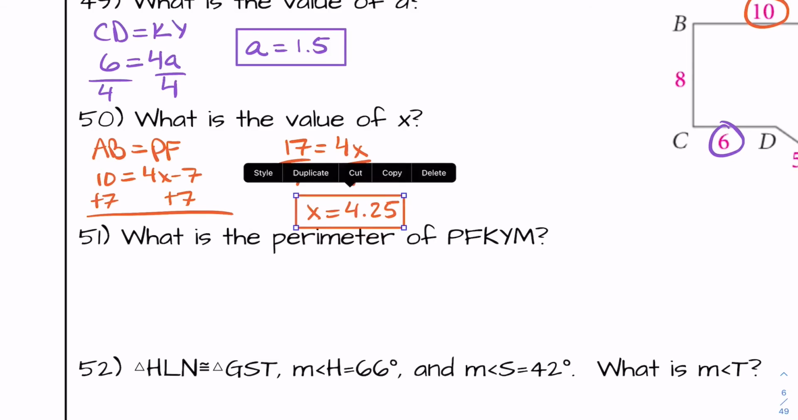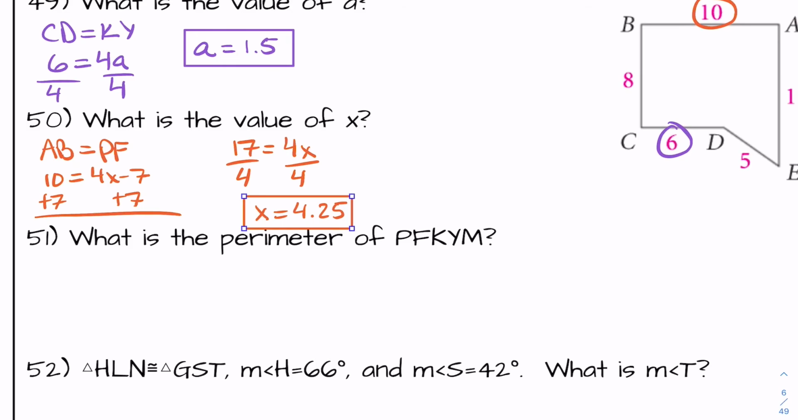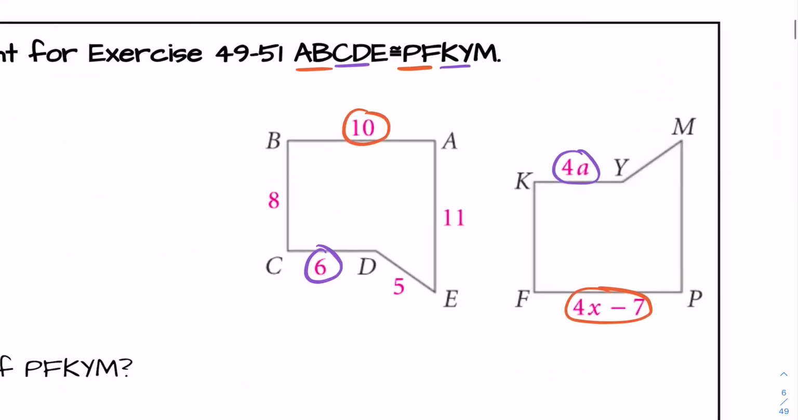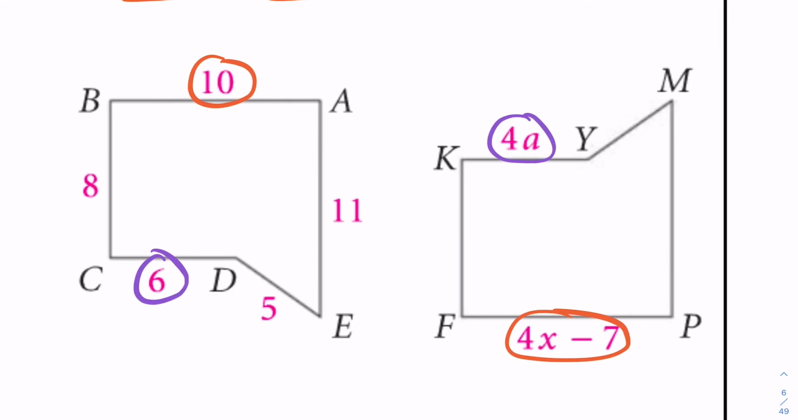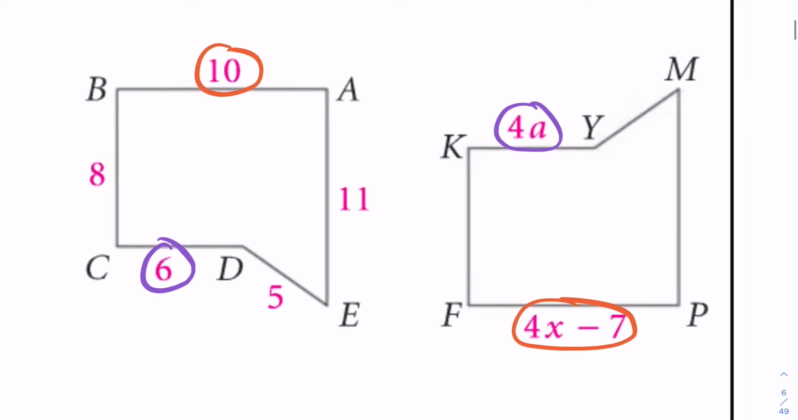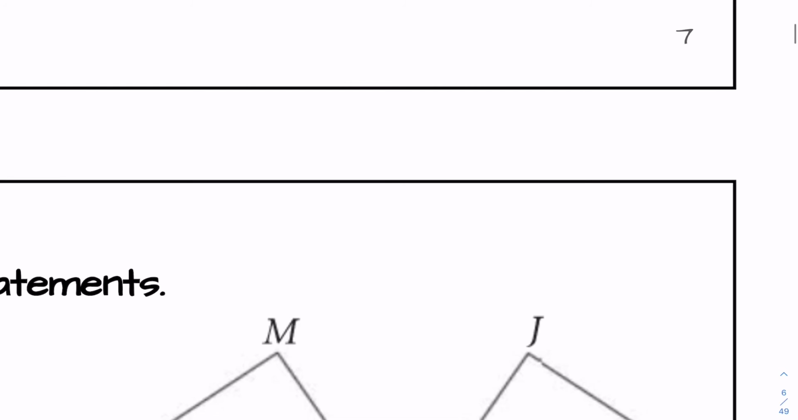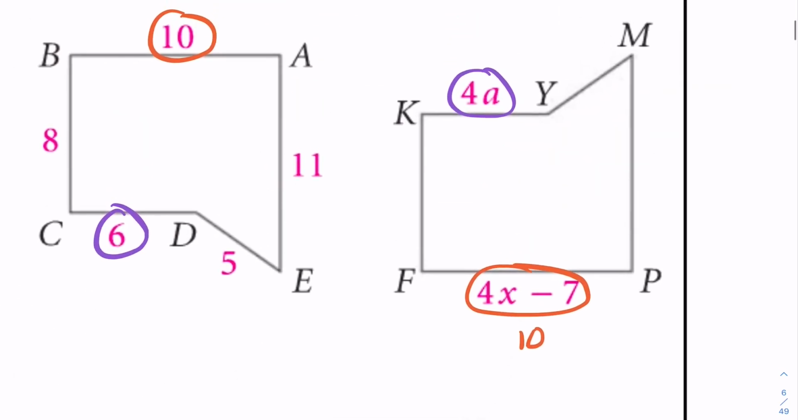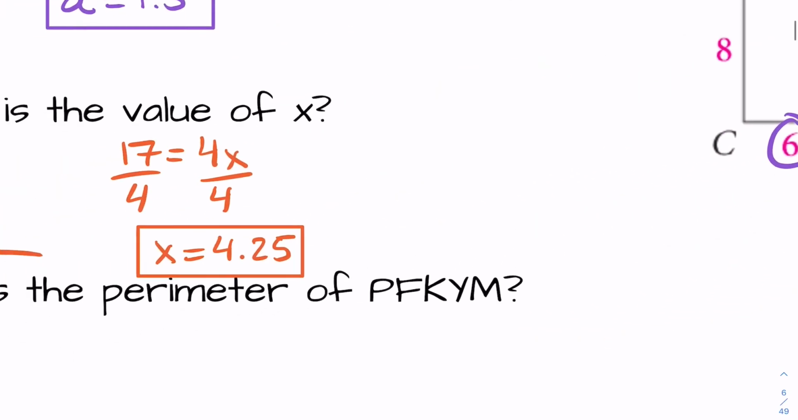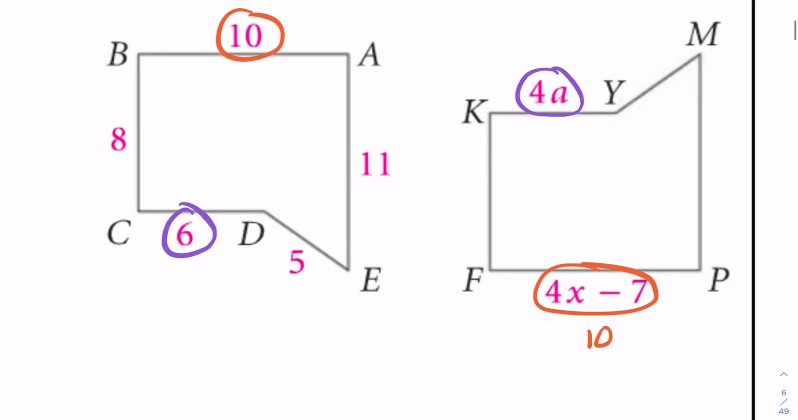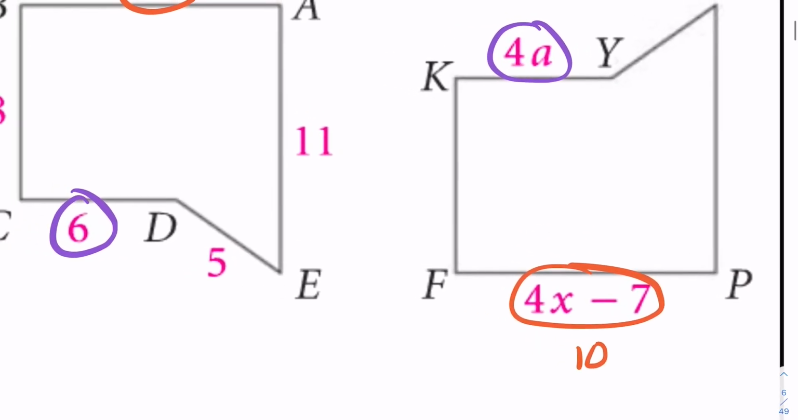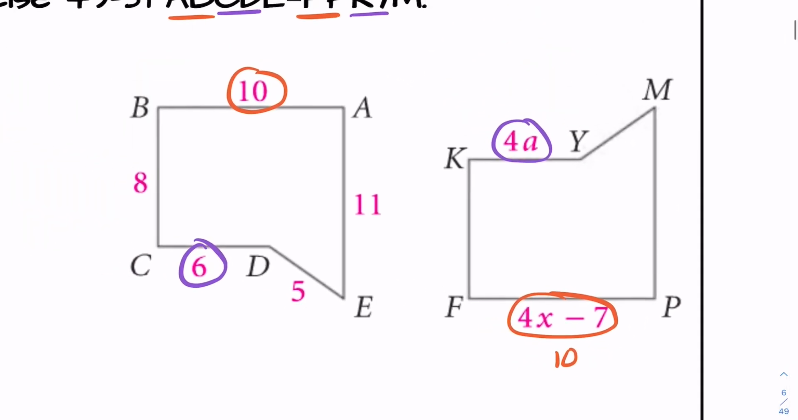What is the perimeter? Well, the perimeters will be the same, so let's look for the pieces. So this has to be 10 because it has to be equal to this, right? So FP is 10 because AB is 10. Could I have evaluated X in there? Yeah, 4 and a quarter. So 4 and a quarter times 4 is 17. 17 minus 7 is 10. So I got that piece.